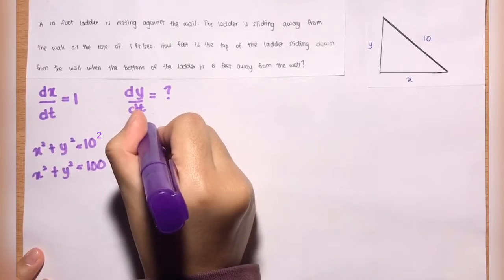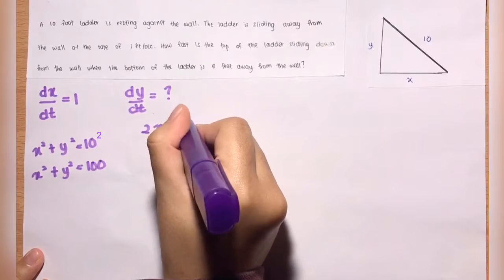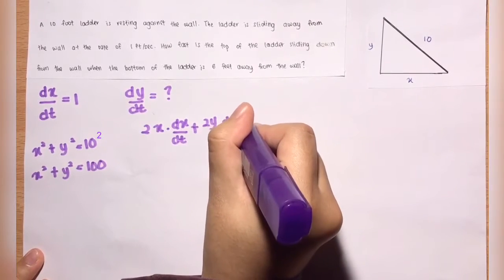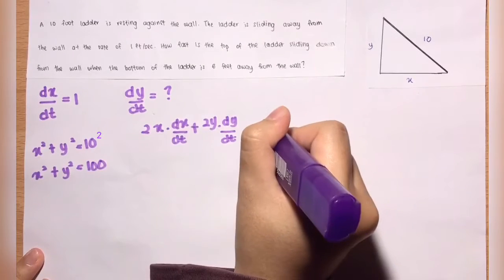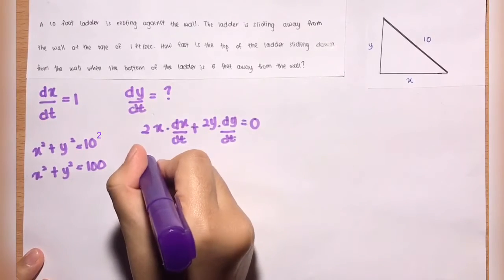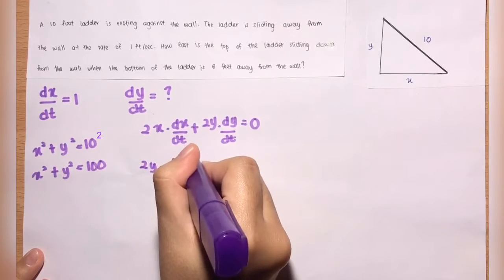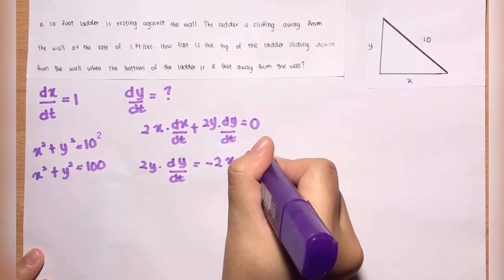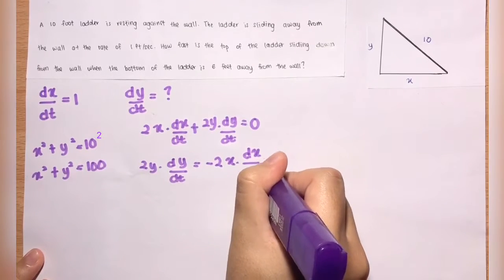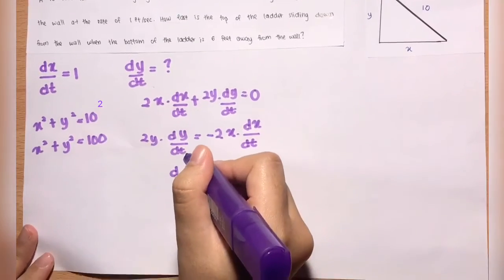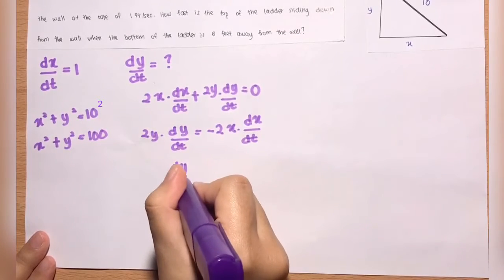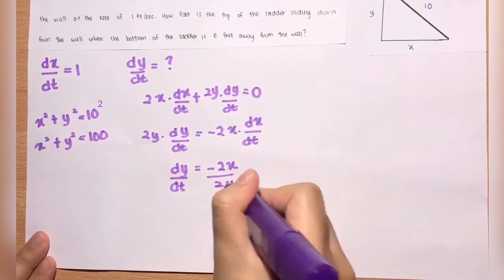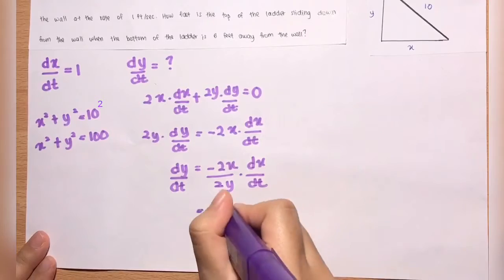Next, we differentiate this equation with respect to time using the chain rule, and that gives us 2x times dx over dt plus 2y times dy over dt equals 0. To find only dy over dt, we move the unrelated terms to the right. That gives us 2y times dy over dt equals negative 2x times dx over dt. Next, we divide by 2y, which gives dy over dt equals negative 2x over 2y times dx over dt. Lastly, dy over dt equals negative x over y times dx over dt.